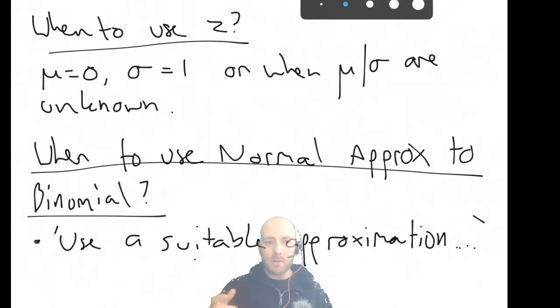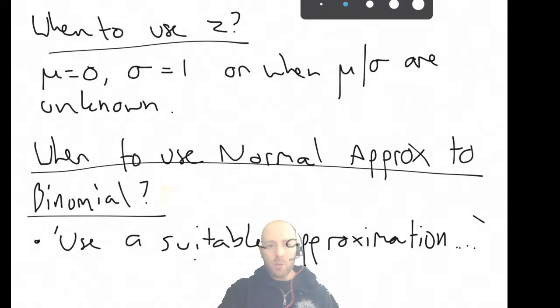Next bit people sometimes struggle with is when to use Z. And a few of you commented this when we were doing the question. So you always have to use a Z distribution. By Z, I mean the standard normal distribution, the one with mu is 0, sigma is 1. So you use that when you're trying to find the mean, or when you're trying to find the standard deviation, or both. So that's the main time when you guys will end up needing to use the Z distributions.